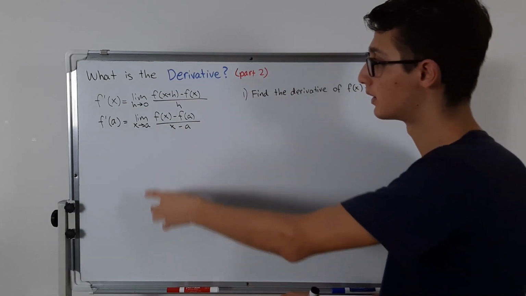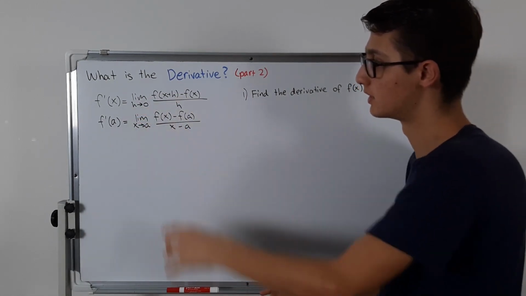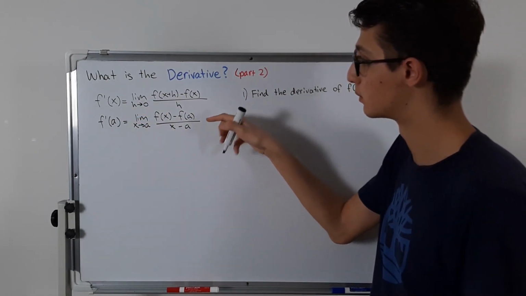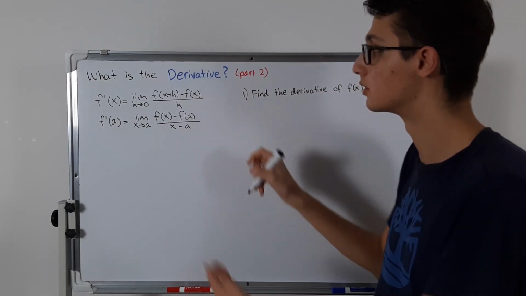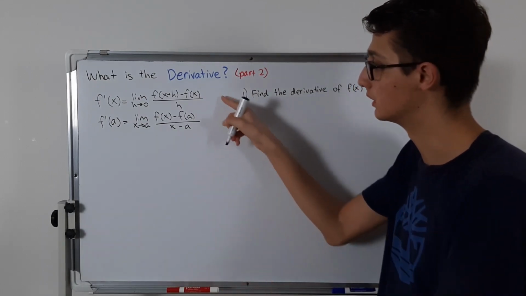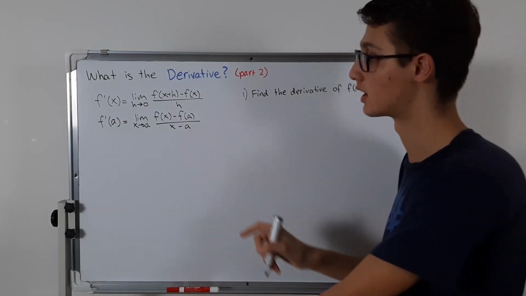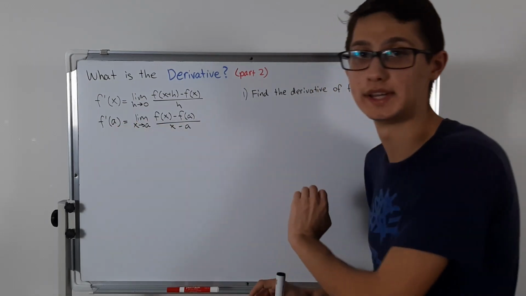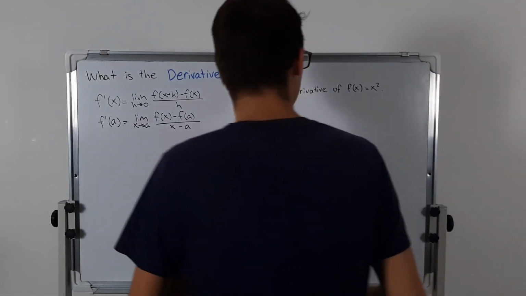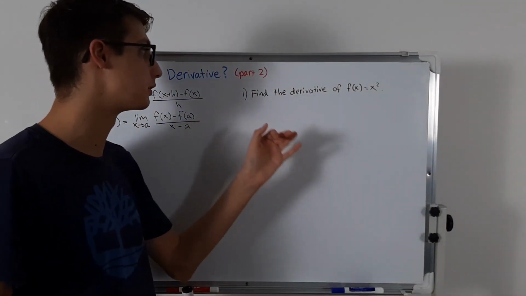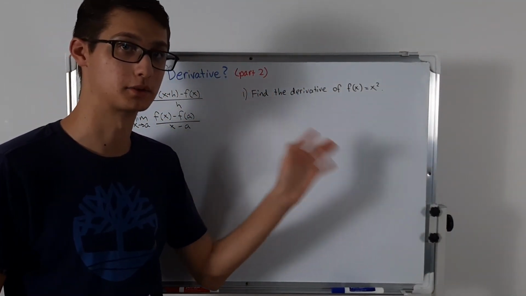Okay, so here I wrote down the two limit definitions. This is the one that's typically used for functions. Here it's for a numerical answer where we're trying to find the derivative at a point a, okay? So our first question asks us to find the derivative of f of x equals x squared.